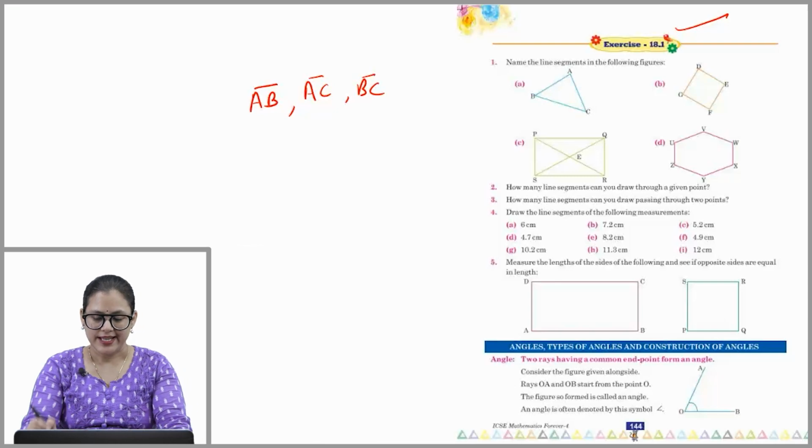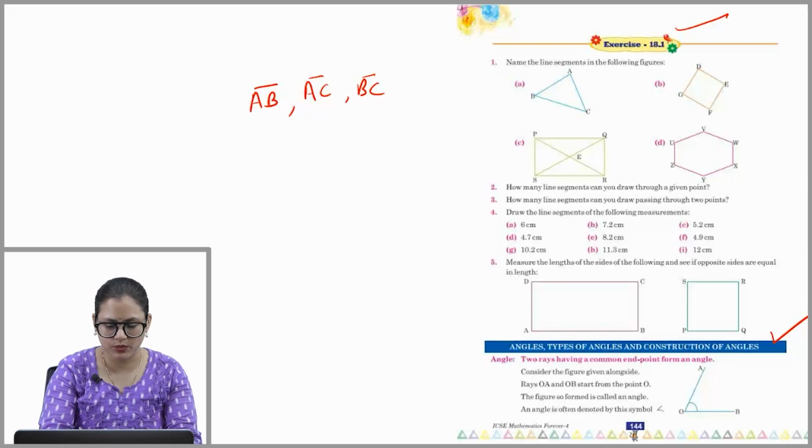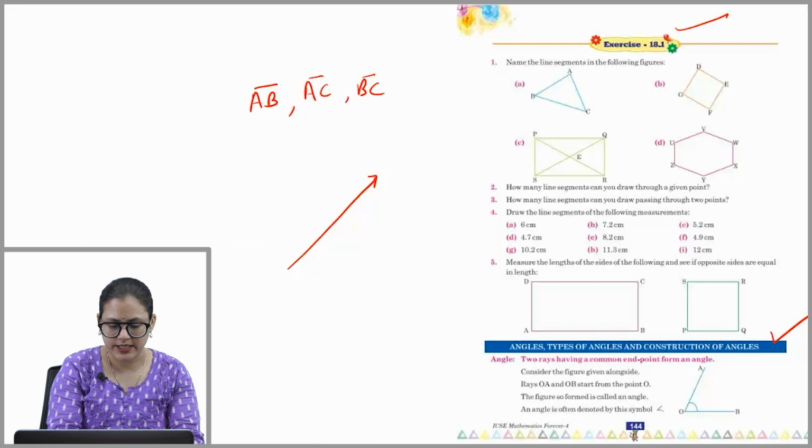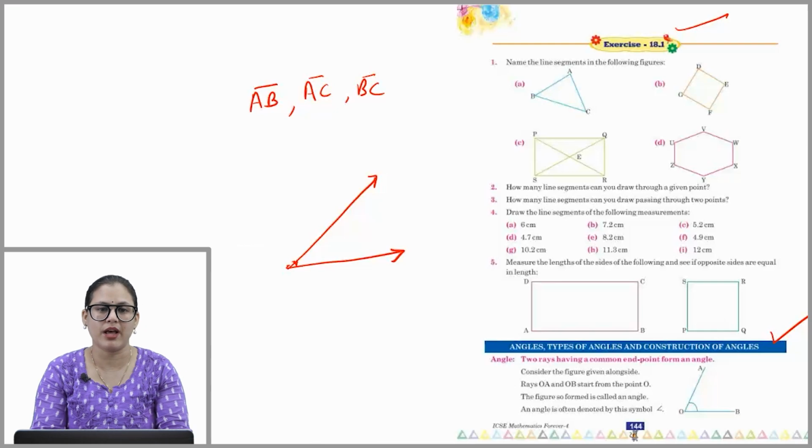Okay, students. Next, angles, types of angles and construction of angles. Angle. 2 rays having a common end point form an angle. See, one ray, second ray, and having a common endpoint. This is the common endpoint. So this endpoint forms an angle.